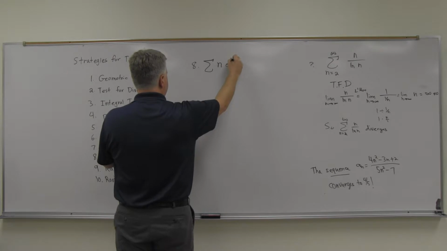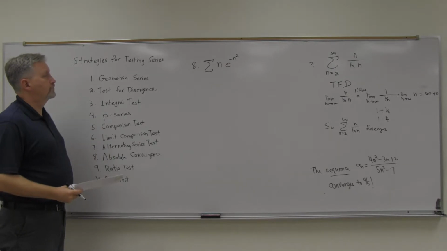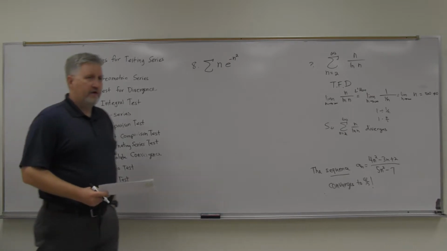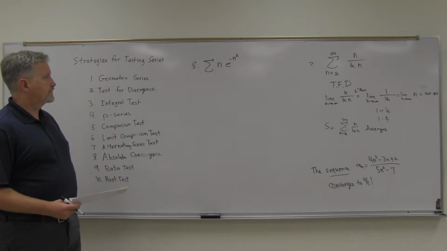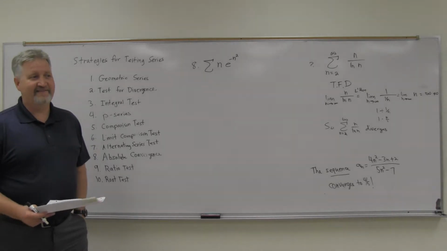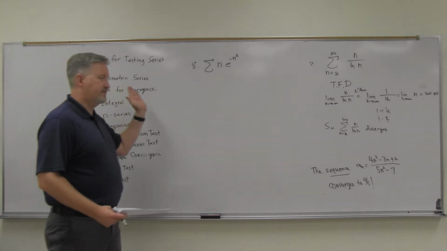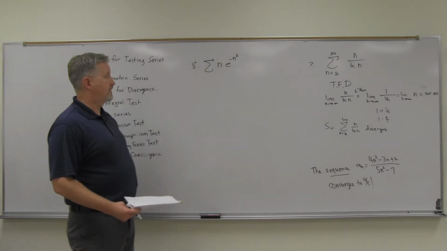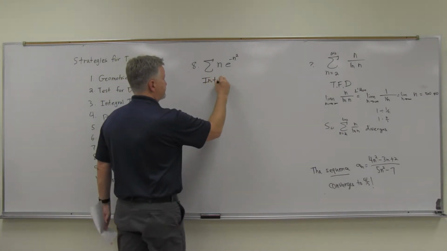Right. Make it n e to the negative n squared. Probably a couple ways we could go here, but one we haven't talked about yet is the integral test. Remember, on the integral test, the terms just have to be decreasing. We can look at it and make sure it's decreasing, and that it's positive terms, which it is going to be. So yeah, the integral test here is another one.